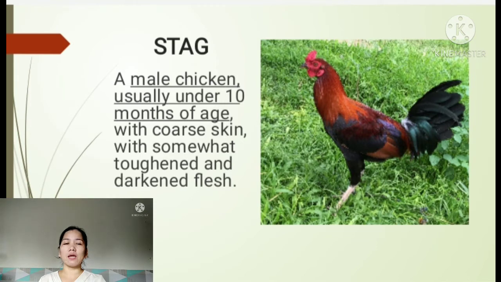Darkened. Dark. Ibig sabihin ay medyo maitim at saka maganit. A male chicken, usually under 10 months of age.